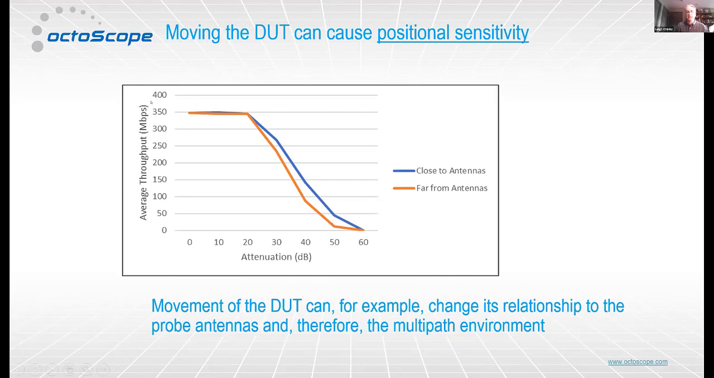So now you'll recognize this rate versus range plot. The blue curve here shows a rate versus range plot that was gathered when the device under test was fairly close to the antennas, and the orange one is what happened when we moved it away from the antennas. So you can see that changing the relationship of the device under test and the antennas changes the multipath environment, and changes the results.